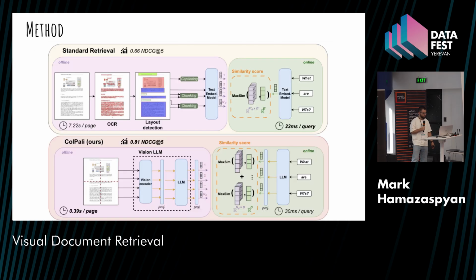Here we have the standard retrieval, which is the upper part. From the page, we take OCR and layout, and then we embed that information. And from the right part, we take a text query and embed it, and there's a maximum similarity, or any similarity score, between them in order to understand which document is for the specific query. So that is the standard.